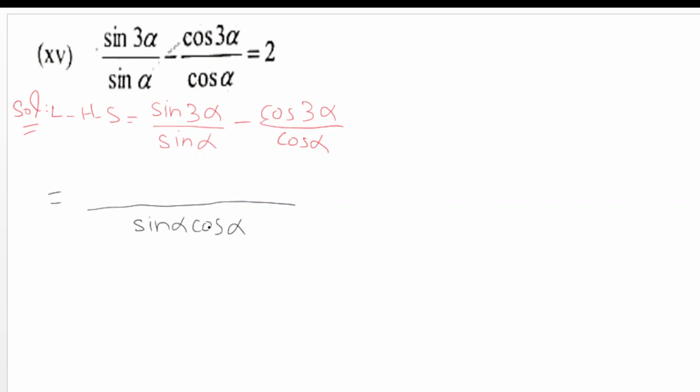So sin alpha will cancel with this. So that's going to be sin 3 alpha cos alpha, and then minus, cos will cancel, that will be cos 3 alpha and then sin alpha. So let's close this, sin 3 alpha cos alpha minus cos 3 alpha sin alpha. So that must be equal to sin of 3 alpha minus alpha. Okay.